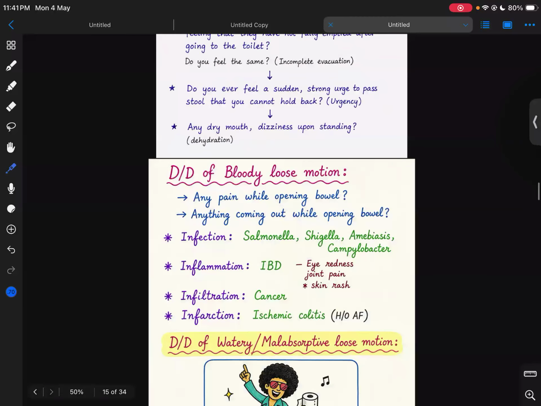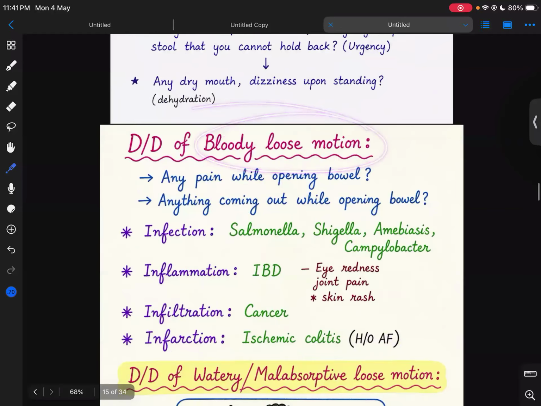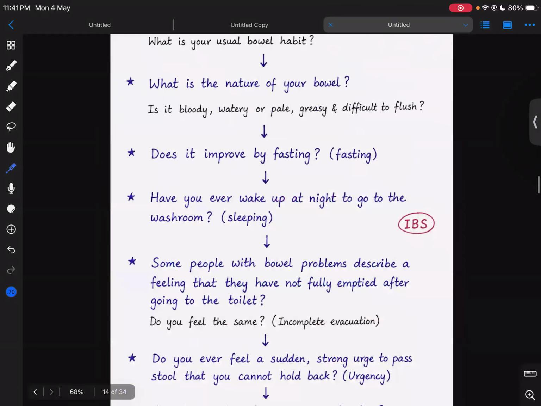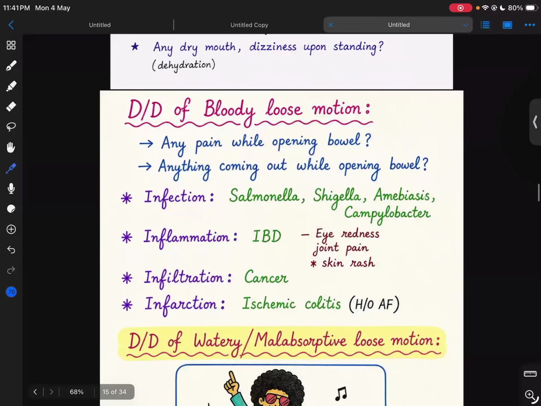Regarding the differential diagnosis of bloody loose motion, if we come from the second question, what is the nature, the patient complains that he also notices some blood during loose motion, then the differential diagnosis is to rule out IBD. But before that, we have to rule out two other differential diagnoses. They are hemorrhoids and anal fissure, which can also manifest as per rectal bleeding.